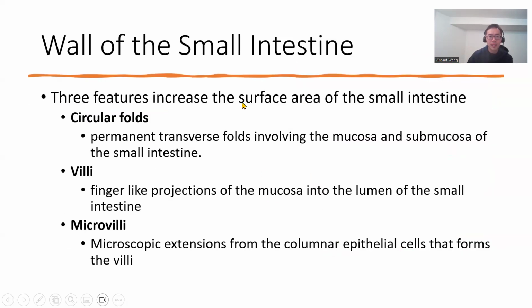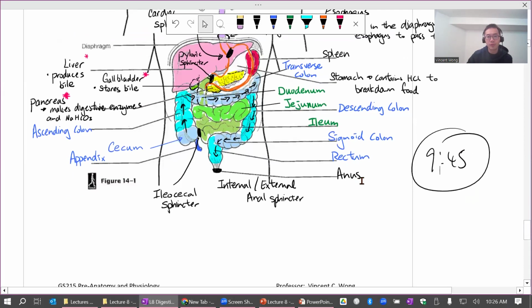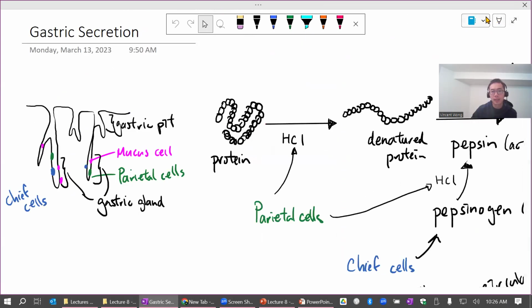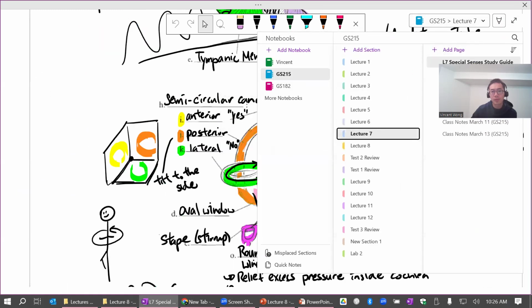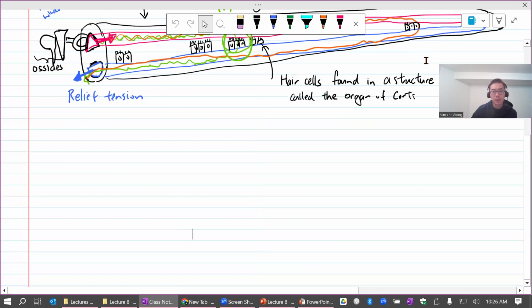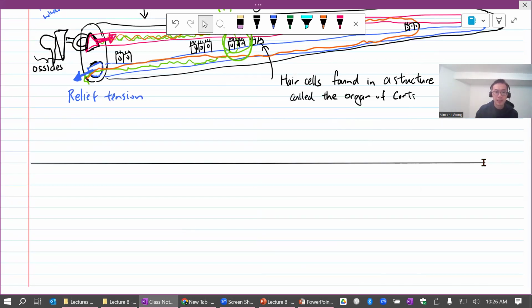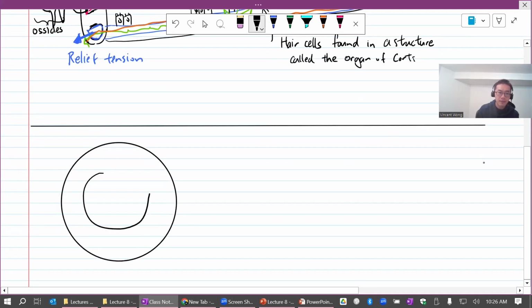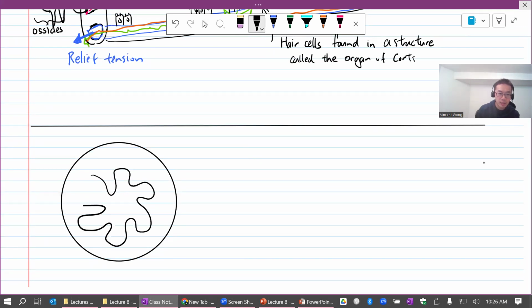So there are three features that increase the surface area of the small intestine. It's probably easier if I draw it for you so that you can see it better. So here we have the intestine. If it was smooth, then the surface area is not going to be enough for absorption. So that's why the first thing, as you saw earlier, is that there are these circular folds. That's the circular fold.